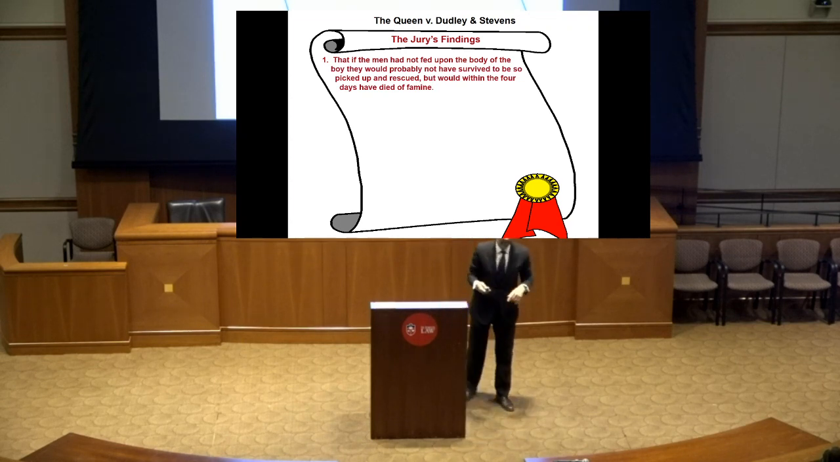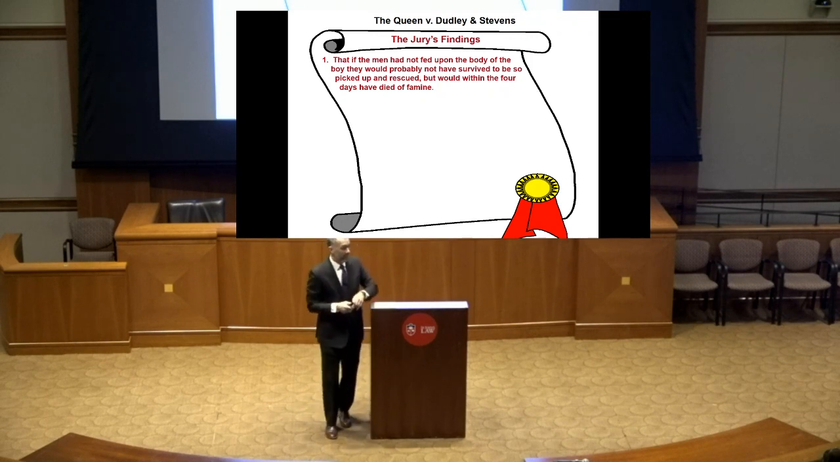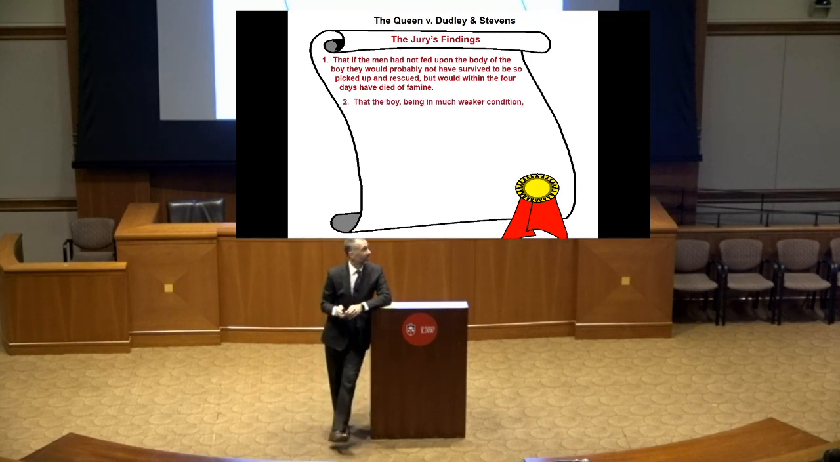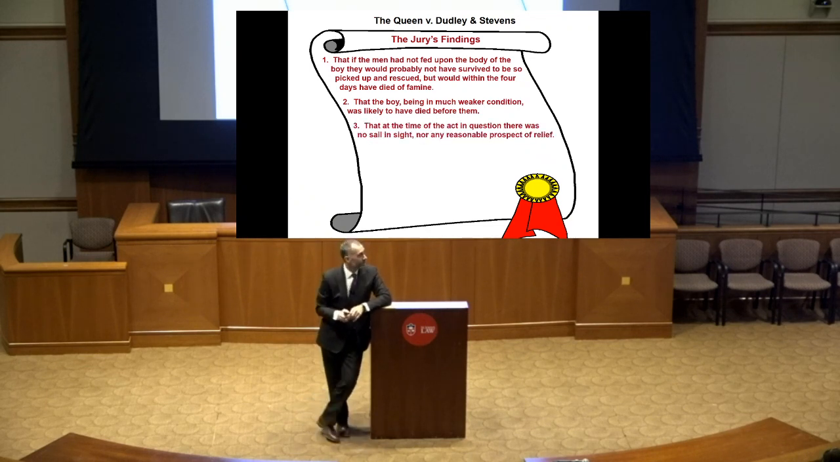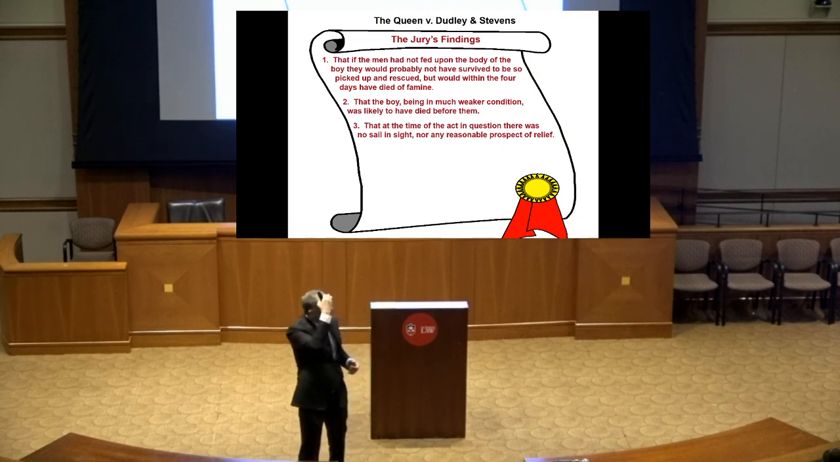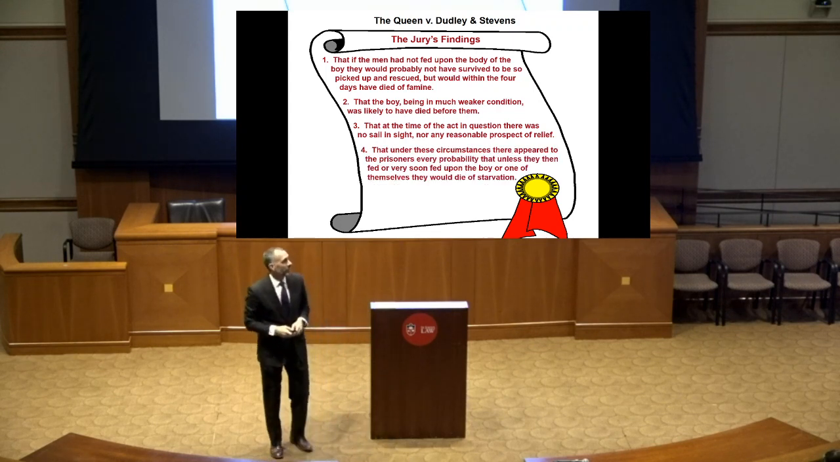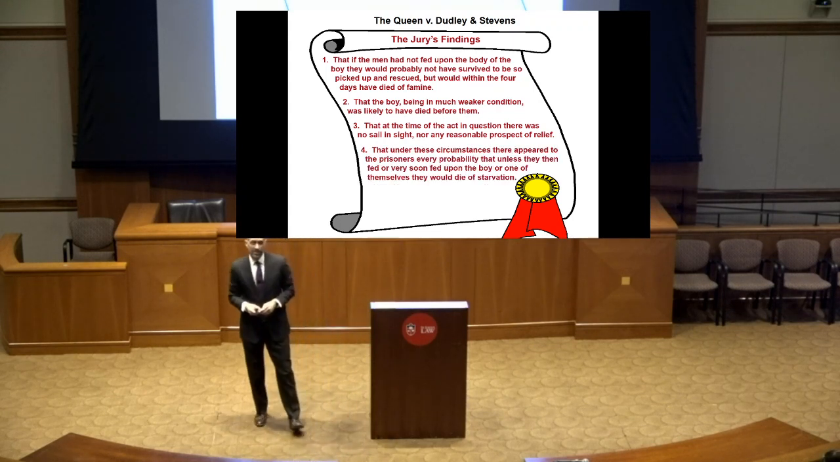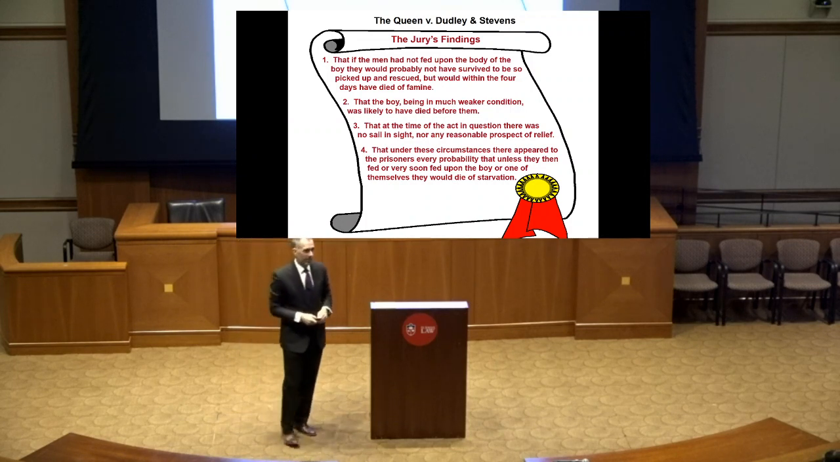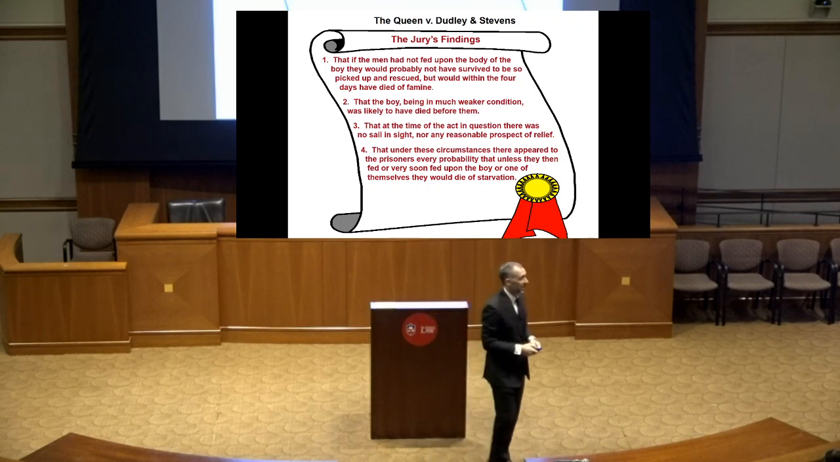That if the men had not fed upon the boy, they probably would not have been picked up and rescued, but instead would have died of starvation. That the boy was likely to have died first because he was in much weaker condition. That at the time of the act in question, meaning the killing, there was no sail in sight nor any reasonable prospect of relief. They had no reason to think that if they waited, they'd get rescued. Under the circumstances, there appeared to the prisoners, that's Dudley and Stephens, every probability that unless they then fed or very soon fed upon the boy or one of themselves, they would die of starvation.